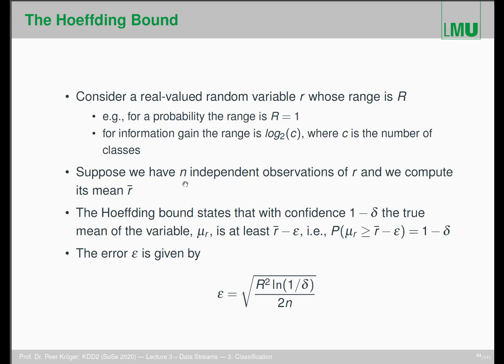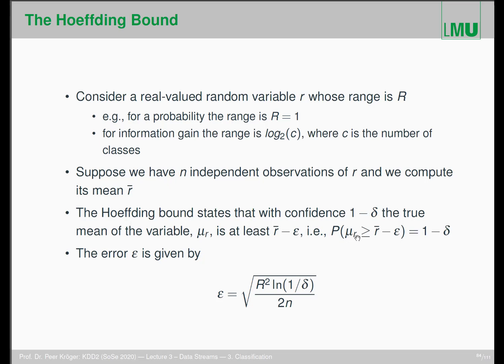Yeah, and then suppose we have n independent observations of this random variable, and we compute from those n independent observations its mean, which is denoted here by R prime. So now the Hoeffding bound generally states that with a particular confidence of 1 minus delta, the true mean of the variable is at least R prime minus epsilon.